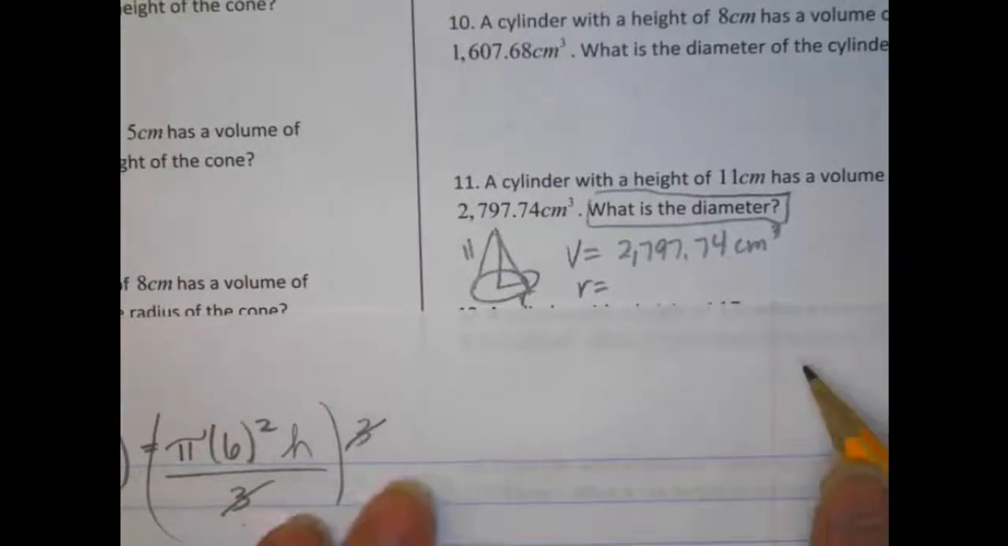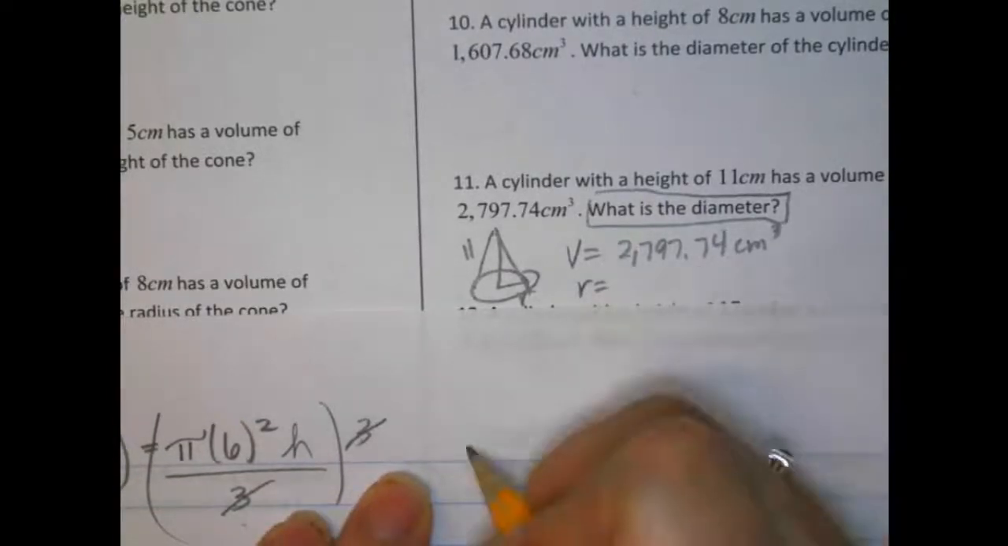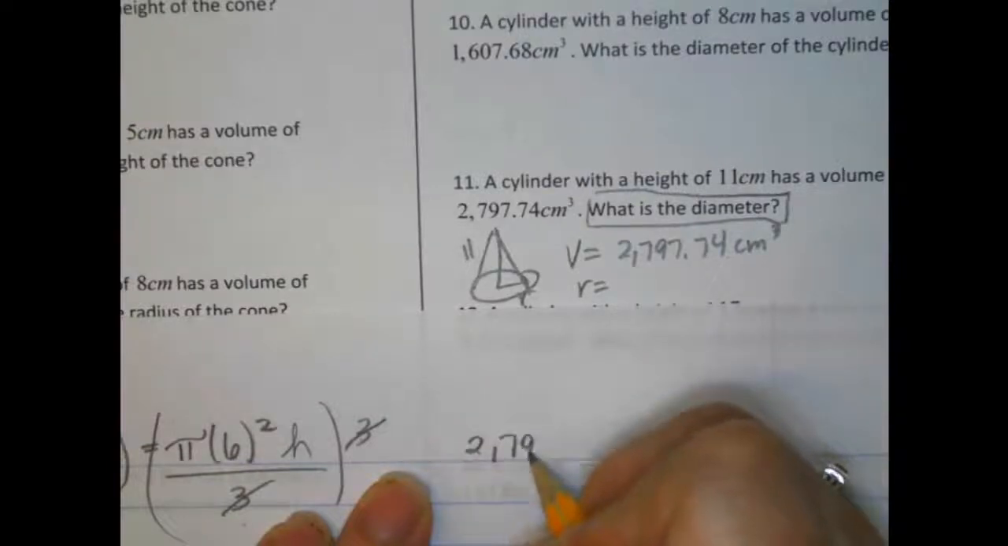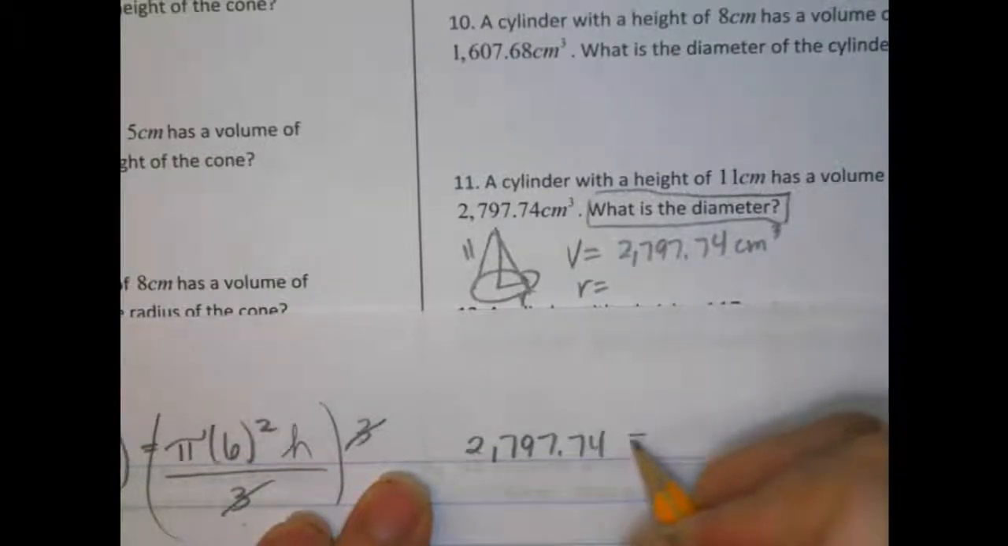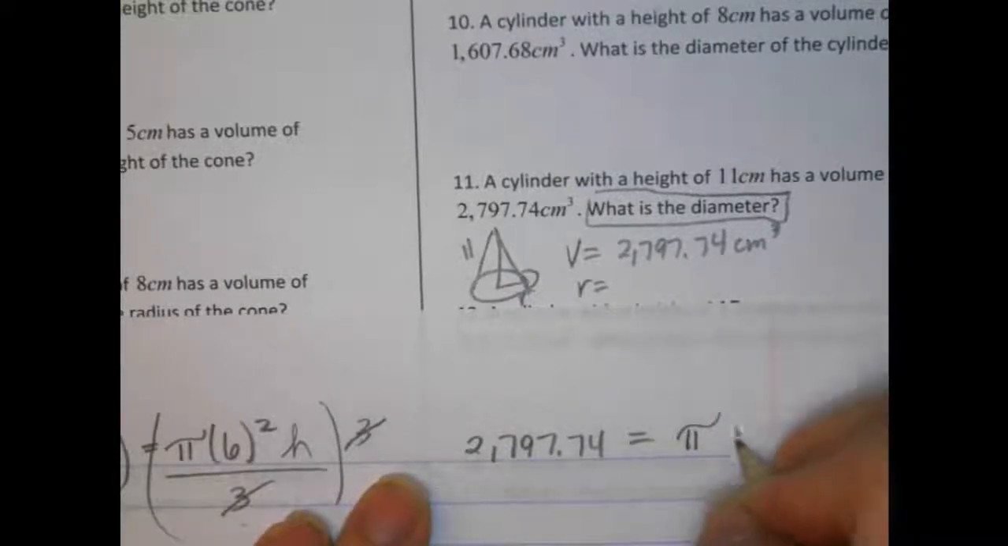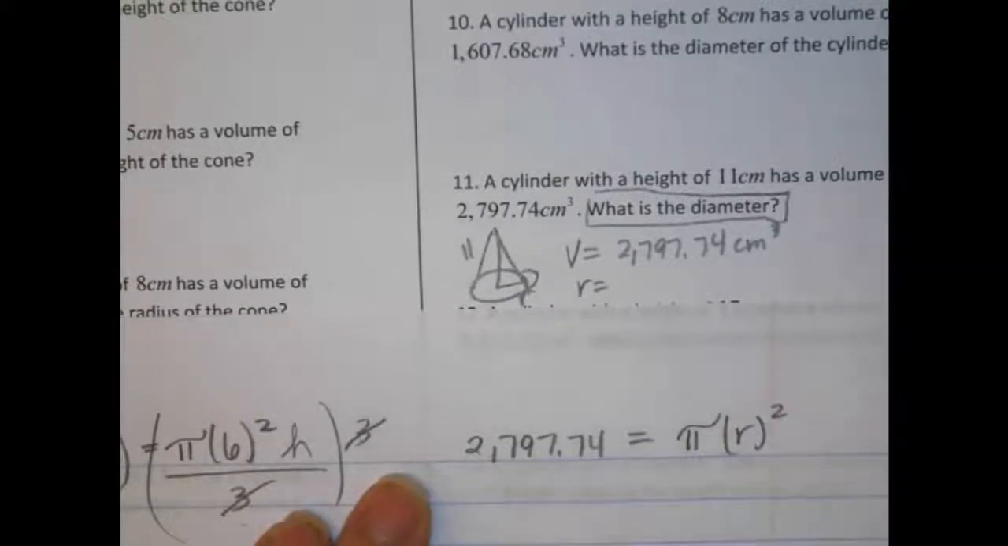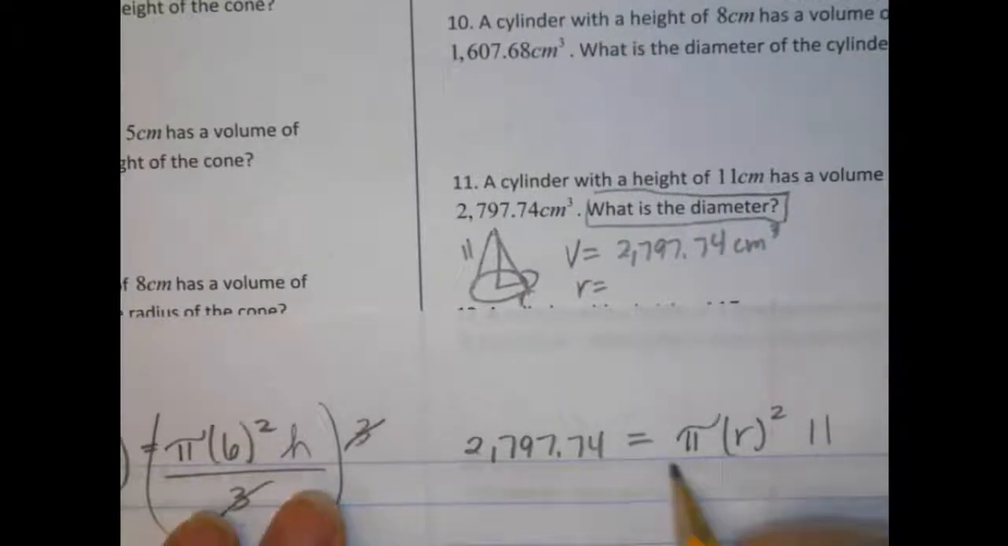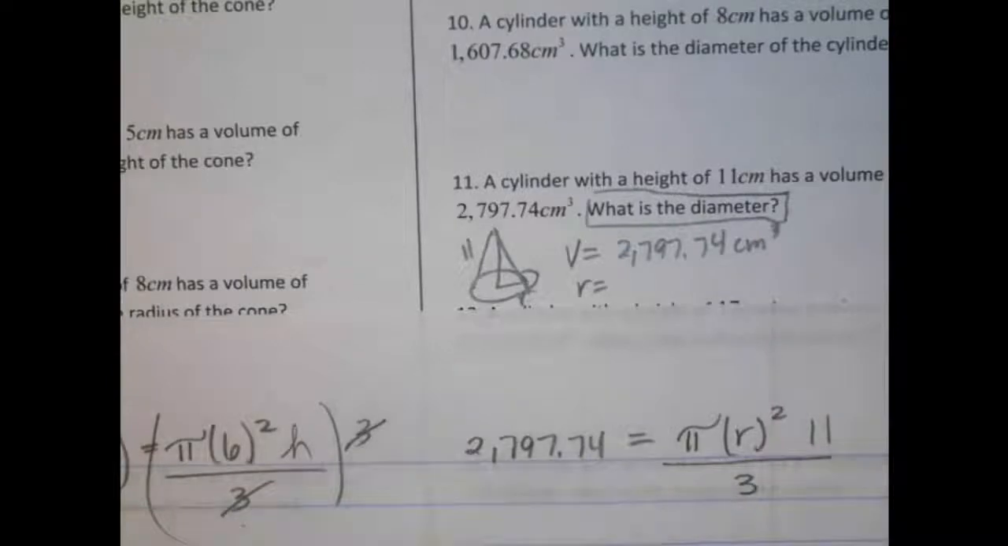So let's go ahead and substitute information for our problem. 2,797.74, that's my volume, is equal to pi, I don't know my radius, squared, times my height of 11, divided by 3. Okay?